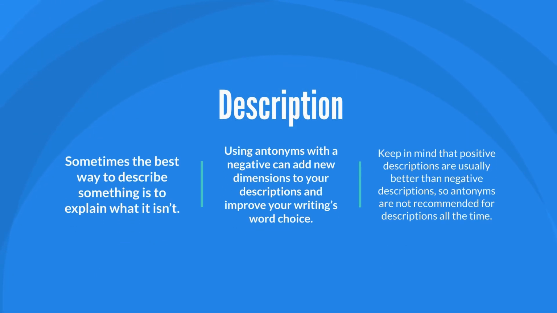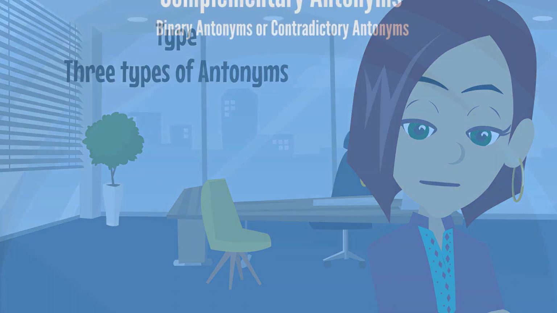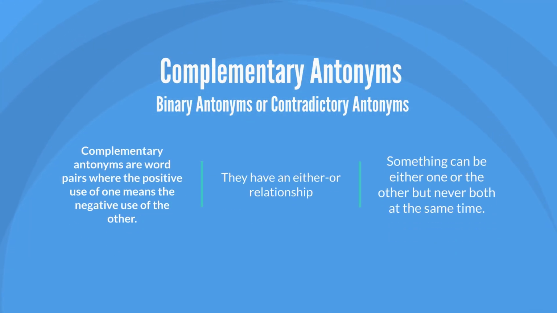Description. Sometimes the best way to describe something is to explain what it isn't. Using antonyms with a negative can add new dimensions to your descriptions and improve your writing's word choice. Keep in mind that positive descriptions are usually better than negative descriptions, so antonyms are not recommended for descriptions all the time. Types of antonyms. There are different types of antonyms.